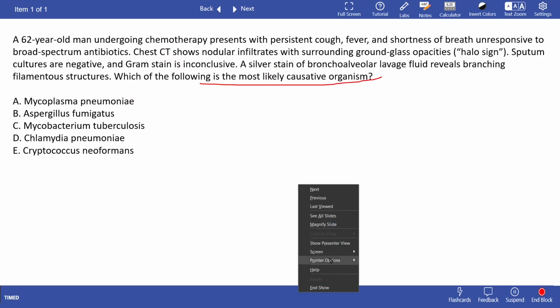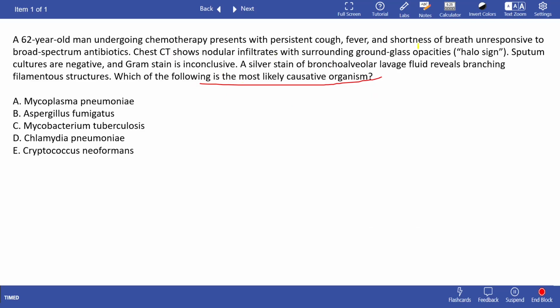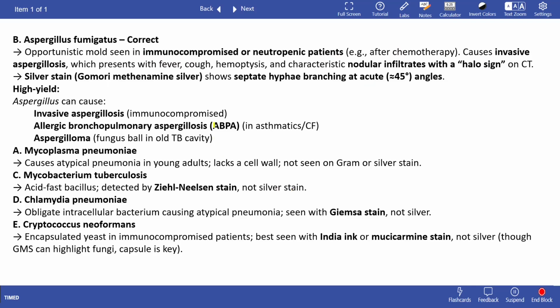You must understand, again, that the descriptions are very important, right? Culture negative and Gram stain is inconclusive. Silver stain is used. Branching filamentous structures. So you must understand that this is important. So this organism is Aspergillus fumigatus, one of the most high-yield organisms on the exam.